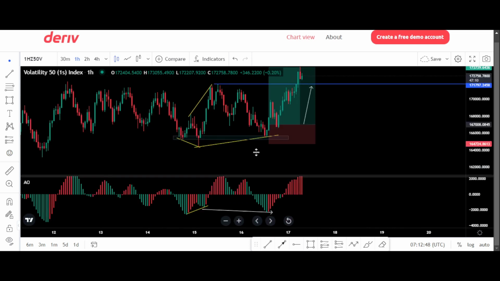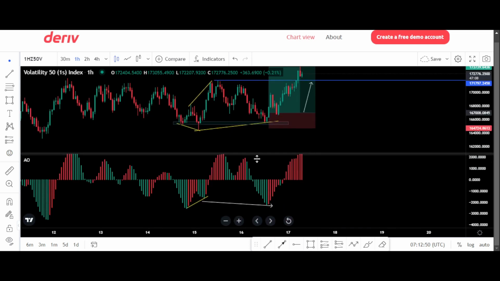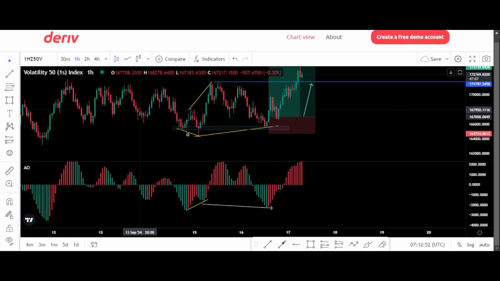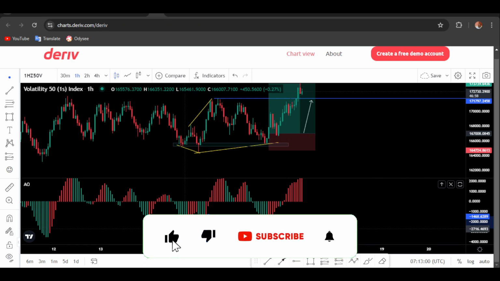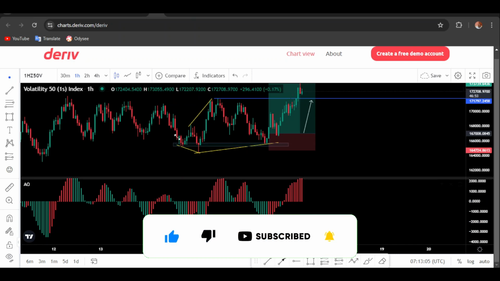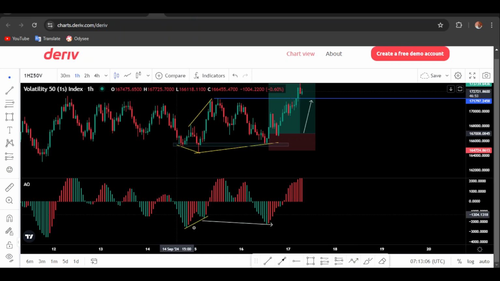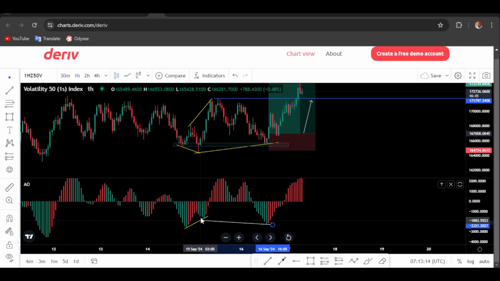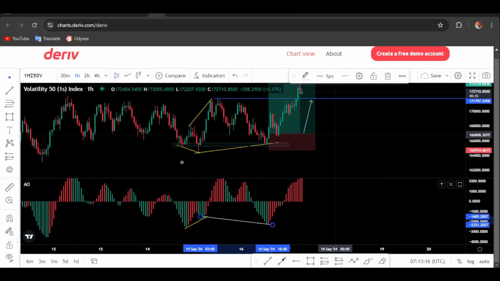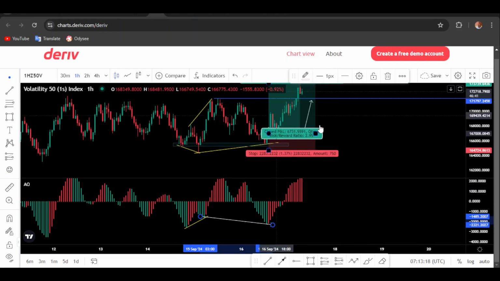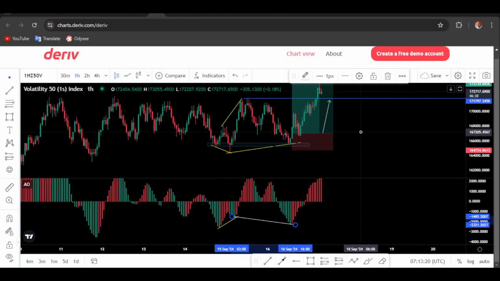Also, using the awesome oscillator, you can see that the market gave us lower lows, while the awesome oscillator gave us higher lows. Just like I explained, guys, and you can watch the previous video that I shared, that's a regular bullish divergence. Also, from here to here, as the market was giving us higher lows, the awesome oscillator was giving us lower lows. So that's another confirmation, which is a hidden bullish divergence.